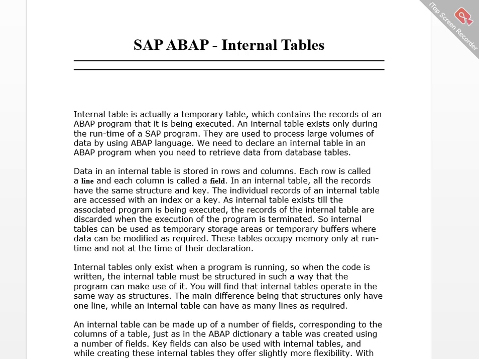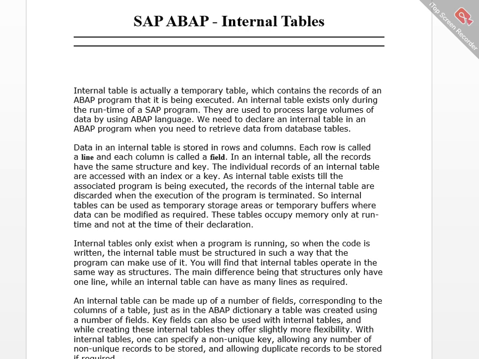Data in an internal table is stored in rows and columns. Each row is called a line and each column is called a field. In an internal table, all the records have the same structure and key. The individual records of an internal table are accessed with an index or a key. An internal table exists till the associated program is being executed. The records of the internal table are discarded when the execution of the program is terminated.